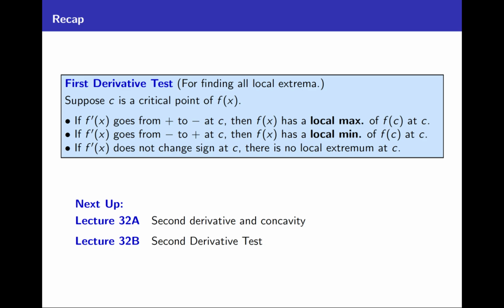Next up, we're going to talk about 2 topics. In 32a, we'll talk about the second derivative and how that influences what's called the concavity of a function. And then in 32b, we'll have what's called the second derivative test. And that's an alternate to the first derivative test. It'll do the same thing the first derivative test does, but it's going to do it in a slightly different way with the second derivative.